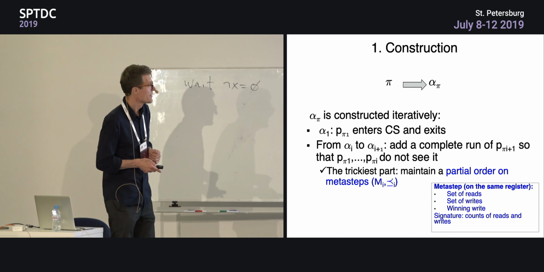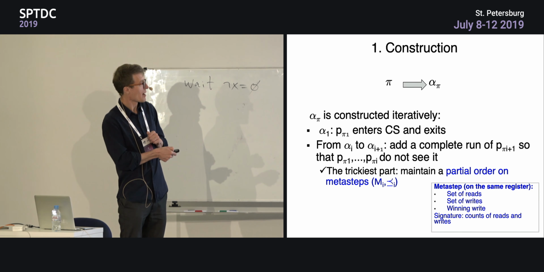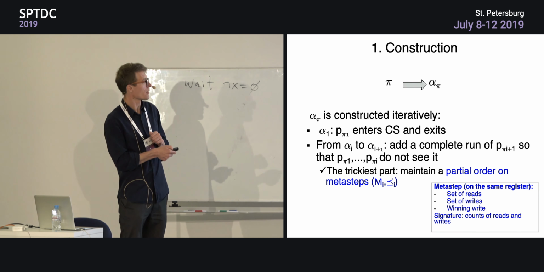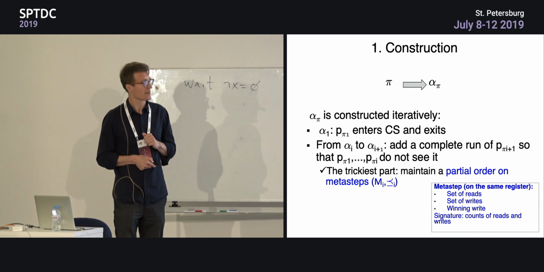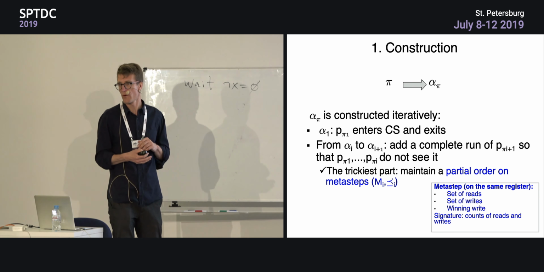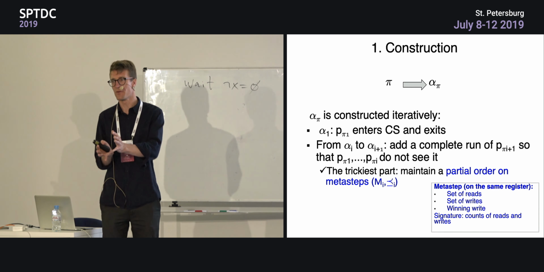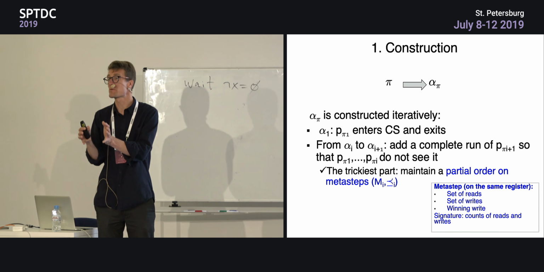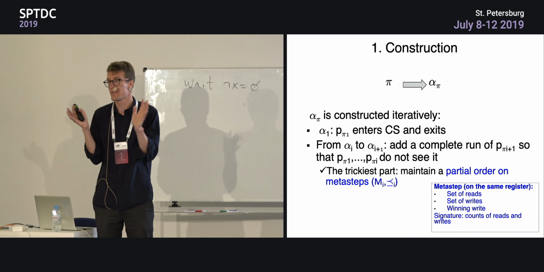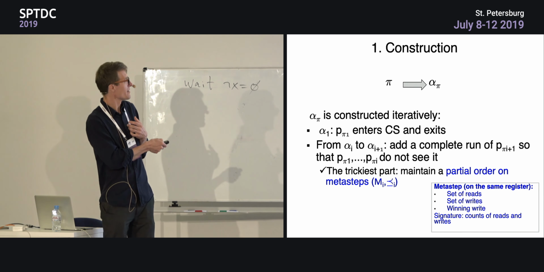And then what you do in every construction, from alpha_i to alpha_{i+1} and so on, is you construct a partial order on these meta steps. So M_i is a set of meta steps, and then there is a partial order of meta steps. It's not totally ordered. This is important, because you have some freedom of ordering steps which are unrelated, which do not affect the states of the processes.